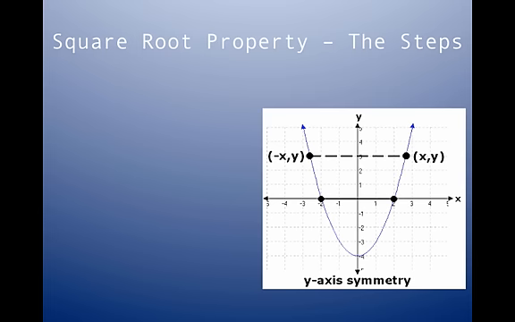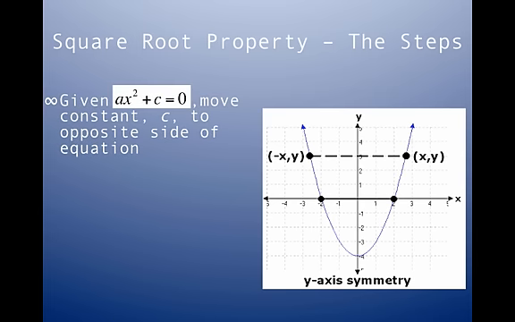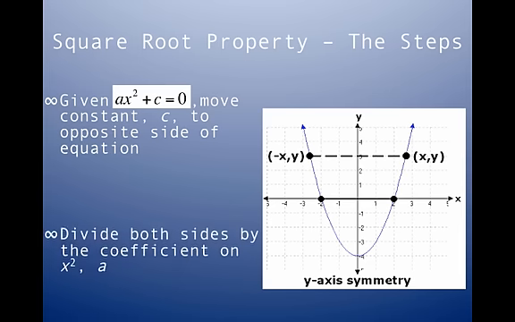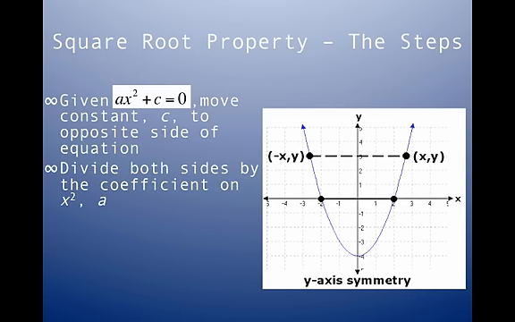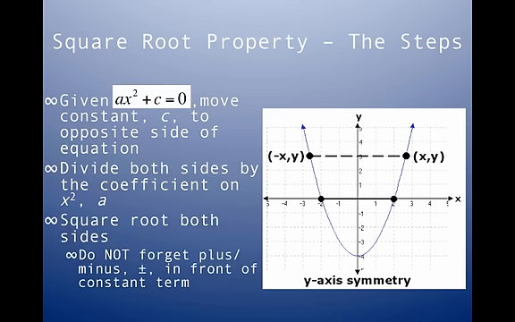All right, so what are the steps of the square root property? Given ax squared plus c, note there's no middle x term. We just have an x squared and a constant. What we're going to do is move the constant c to the opposite side of the equation. We're going to divide both sides by the coefficient on x squared, which here is a, and then we're going to square root both sides.